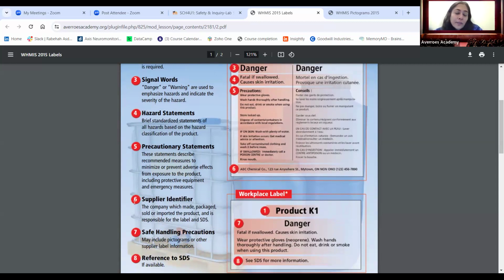And then we have number 6, which is a supplier identifier. So where is this product coming from? It has to be like a company, right? Where this chemical is coming from. So basically that supplier identifier is the company name, company address, and then company phone number, okay?